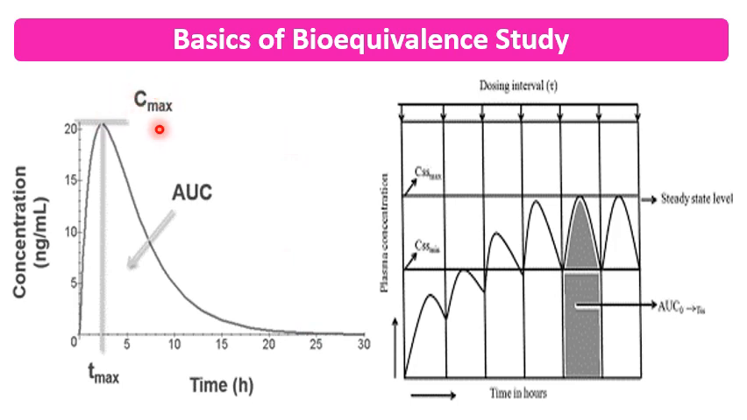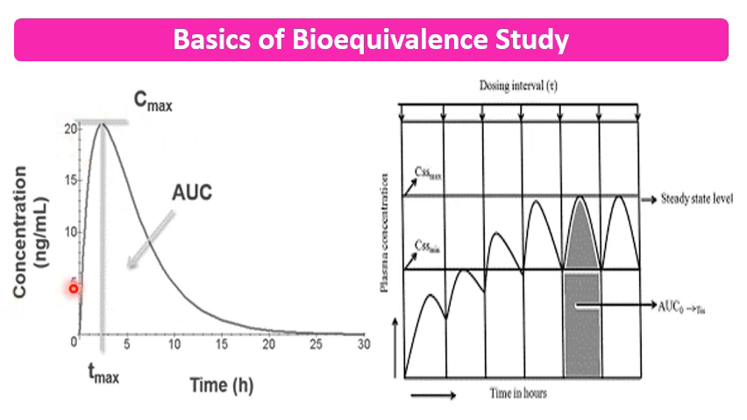Cmax is the maximum concentration that is achieved, and the time at which this Cmax is achieved is known as Tmax. So this is Tmax and this is Cmax, and now this area is known as AUC. So the rate of absorption is demonstrated by Cmax and the extent of absorption is demonstrated by the AUC. So always remember that Cmax and AUC are the key parameters for bioequivalence studies.